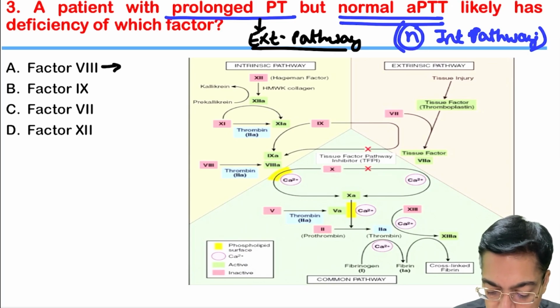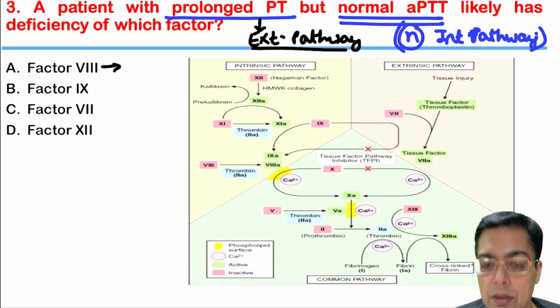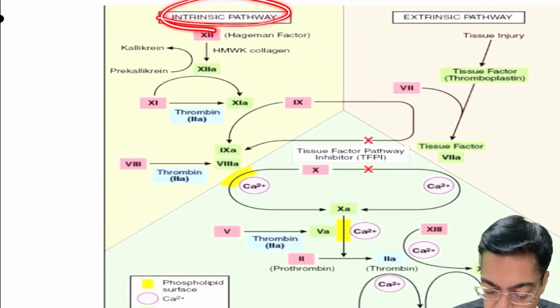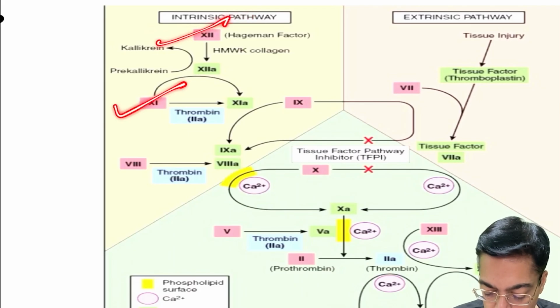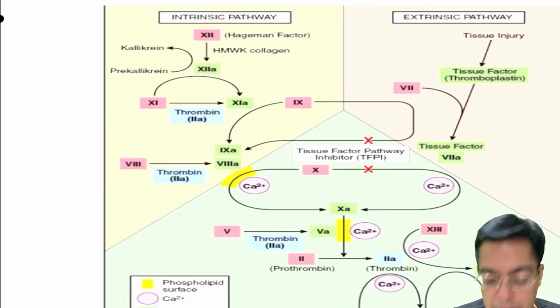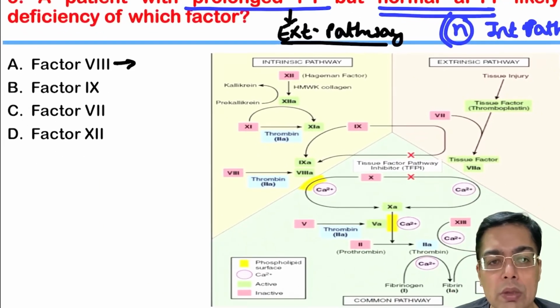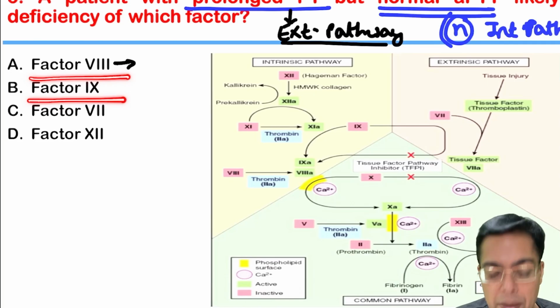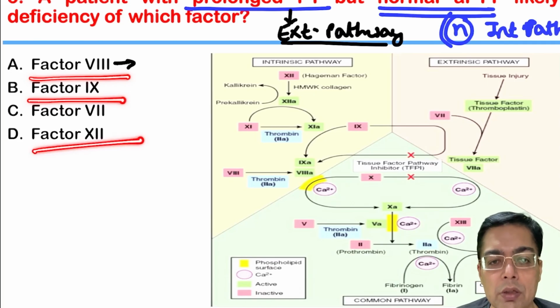Factor 8 is involved in the intrinsic or extrinsic pathway? Factor 8. Remember this diagram because this is for your ease. In the intrinsic pathway, you are having the role played by factor 12, by factor 11, by factor 9, and by factor 8 and factor 10. So whenever we're going to be talking about the intrinsic pathway, factor 8 is a part of the intrinsic pathway. Factor 9 similarly is a part of the intrinsic pathway. Factor 12 is a part of the intrinsic pathway.